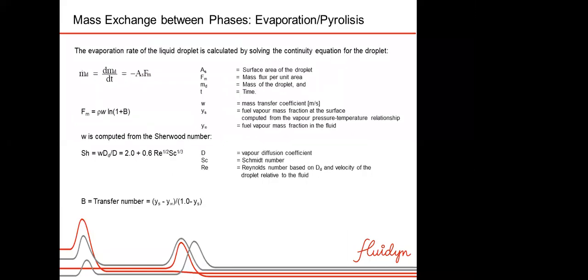And we can write this equation for mass exchange between the phases, like evaporation or pyrolysis. You can see that all these equations have the same form. These are all ordinary differential equations where the left-hand side is a rate of change of momentum, energy, and mass, and the right-hand side is a set of source terms. Source terms come from various physical processes as well as interaction with the carrier fluid. So these ordinary differential equations are numerically integrated.